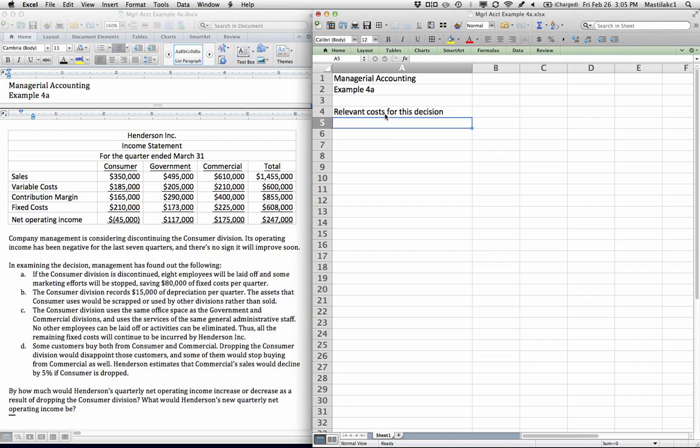Remember that a relevant cost is a cost that changes as a result of a decision that you make. So the relevant costs are going to be any cost information that changes as a result of dropping the consumer division. What happens if we drop consumer? Well, the first thing that's going to happen is we're going to lose our sales. So we're going to lose $350,000 of sales revenue. We're going to save our variable costs. So we'll put that in as a positive.